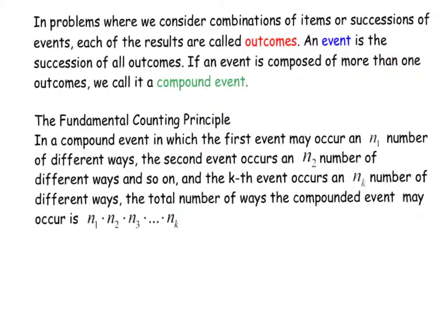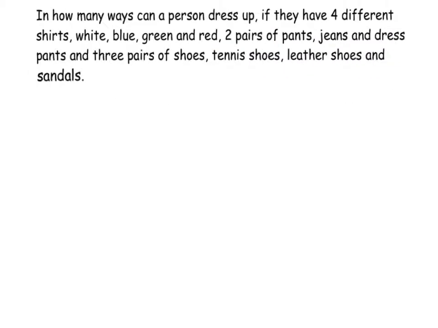If an event is composed of more than one outcome, we'll call it a compound event. The fundamental counting principle: in a compound event in which the first event may occur in n1 different ways, the second event in n2 different ways, and so on, and the kth event in nk different ways, the total number of ways the compound event may occur is n1 times n2 times n3 and so on, times nk. Now let's look at how it works on this problem.